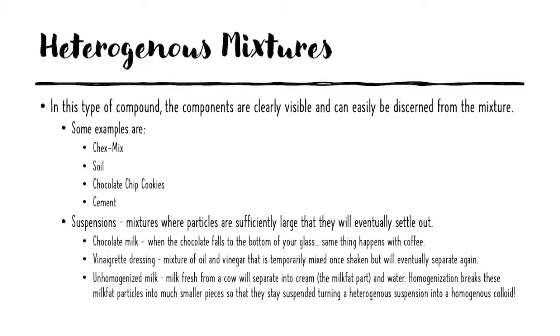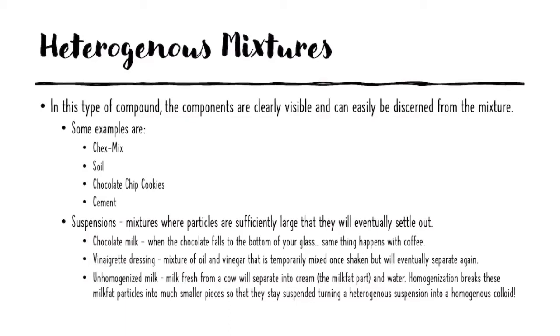And then unhomogenized milk, or milk that is fresh from a cow, will separate into cream and water. And what they do these days with milk is they put it through a process called homogenization. And so we no longer have to shake our milk before we put it into our cereal or drink it in order to get the milk fat portion to remix with the watery portion of the milk.